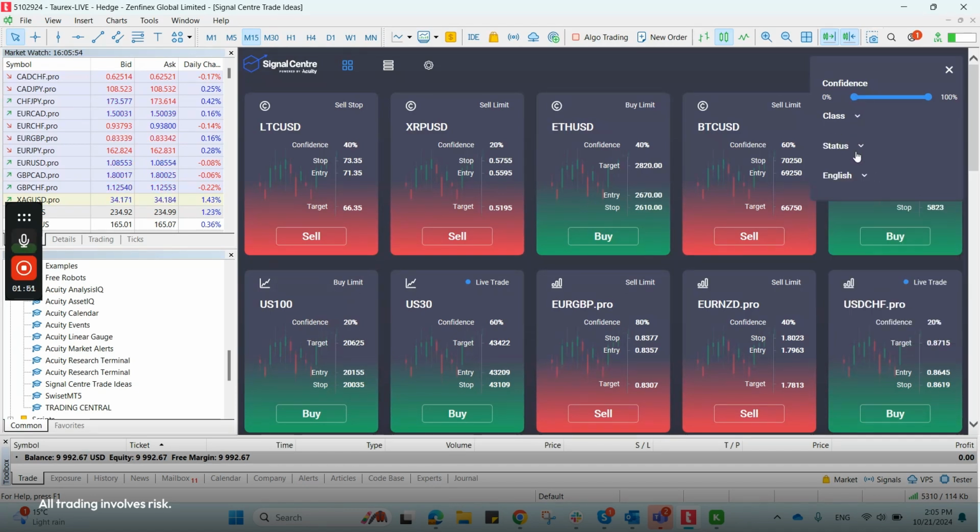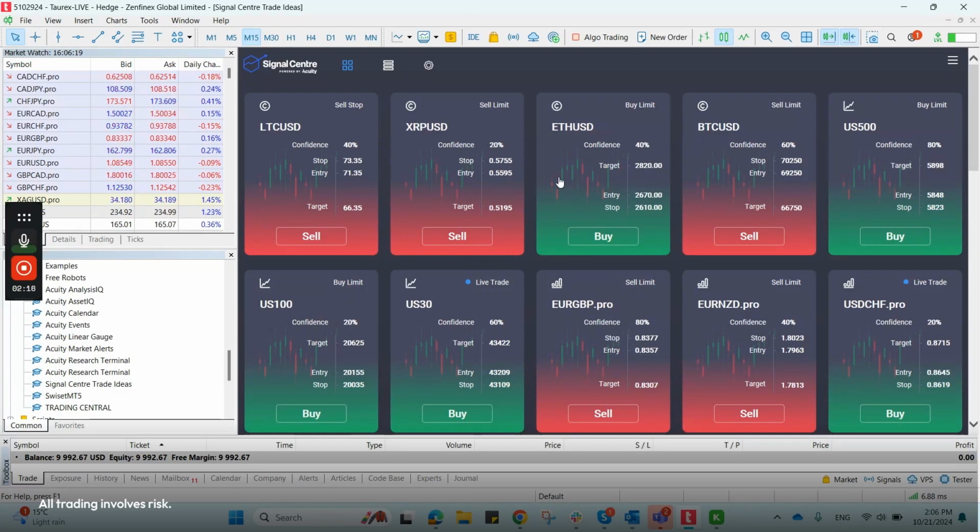So Acuity's Signal Center offers detailed analysis and trade ideas that come with entry points, stop loss, and take profit levels. This structured approach helps traders to make informed decisions and reduces the guesswork associated with forex trading.